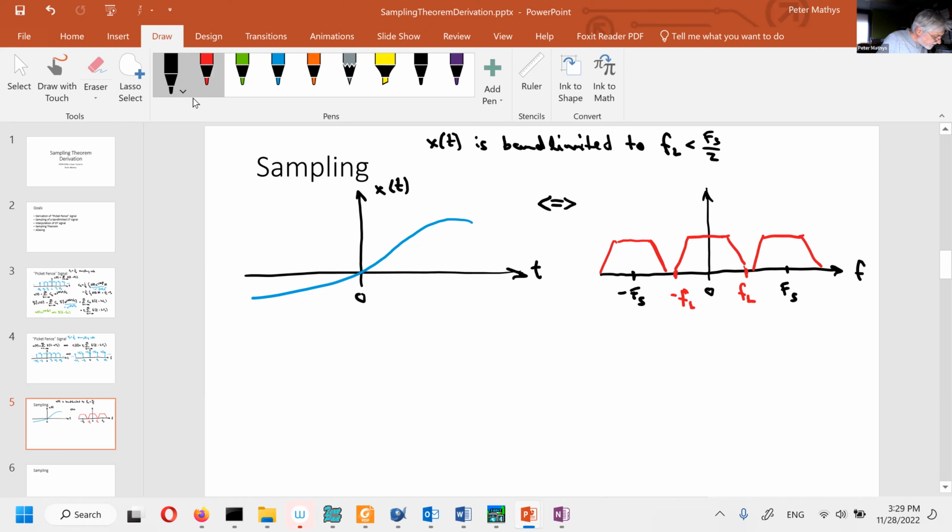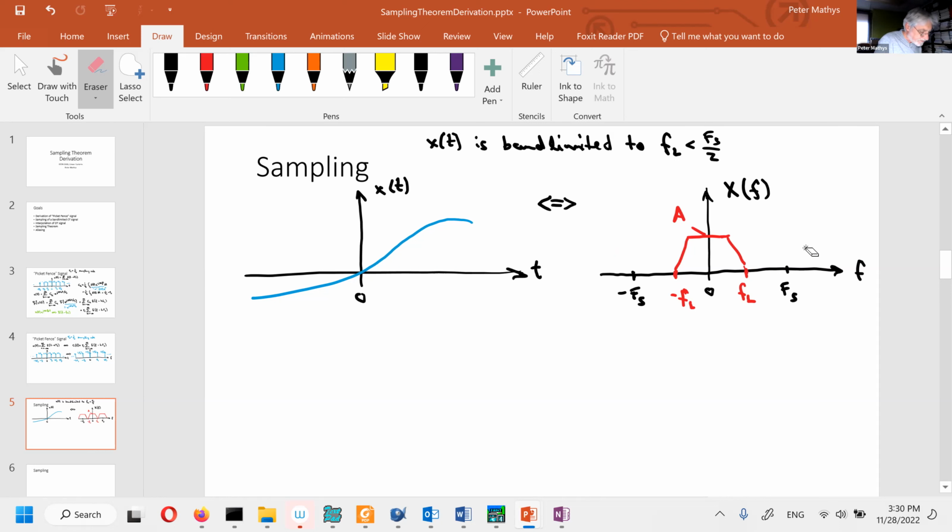And we also assume that there is some amplitude associated with that, A, so that we can keep track of what's going on. So this is what we call x of f. And actually, it should not be repeated here. So let's take that off. That comes later when we do the repetition. Right now, we are actually talking about a continuous time function. It has band limitation, but it would not have the repetition that I have been showing. Okay, so this is our starting point.